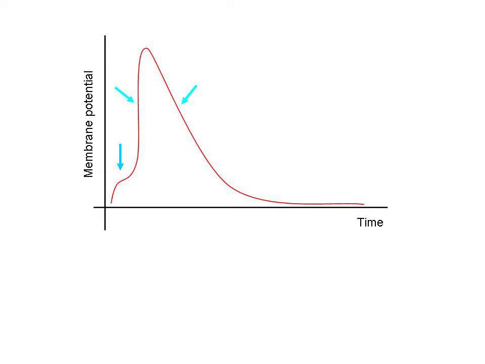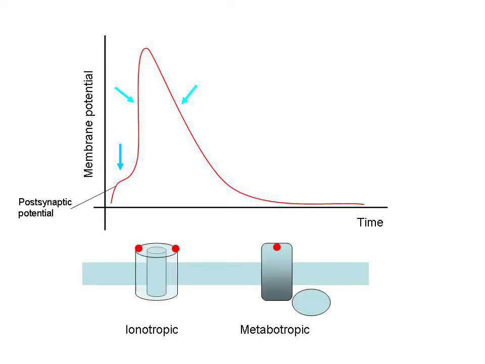This initial depolarization, which actually triggers the action potential, is called the postsynaptic potential. We will mainly focus on this postsynaptic potential and how it happens via the synaptic transmission will be our main focus today.